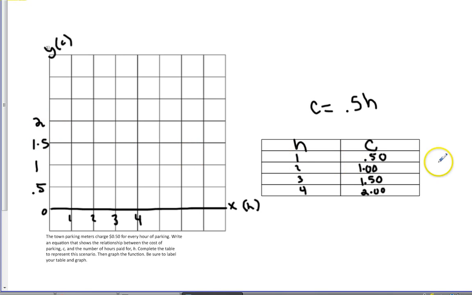I have 1 and 0.5, so 1 and 0.5. Remember, I go right first, then up. I go to 2, and it will cost me $1. I go to 3, it costs me $1.50. 3 hours cost me $1.50. And 4 hours would cost me $2. And then I connect my points all the way up to show that I made a straight line.